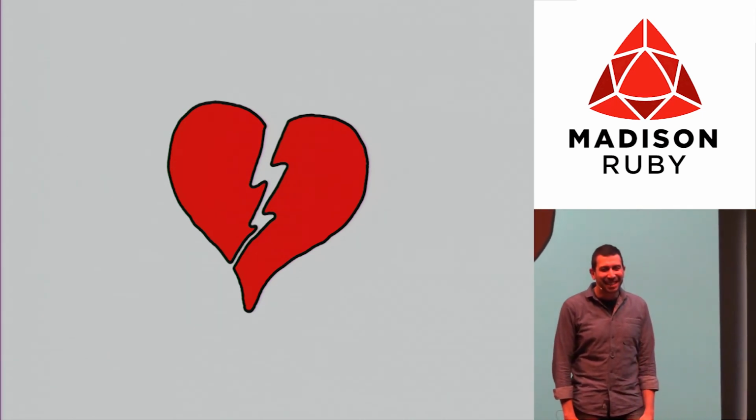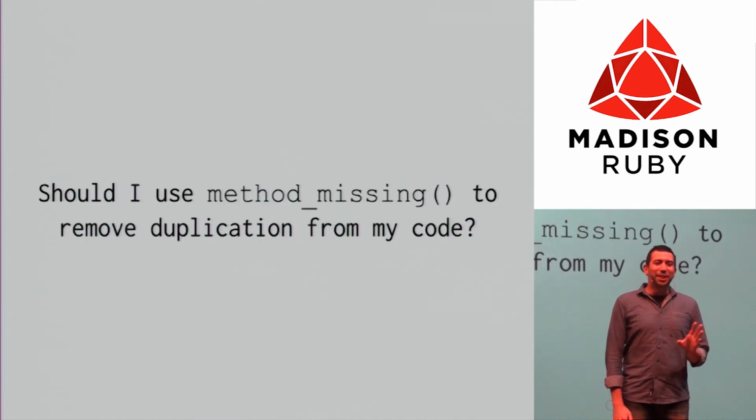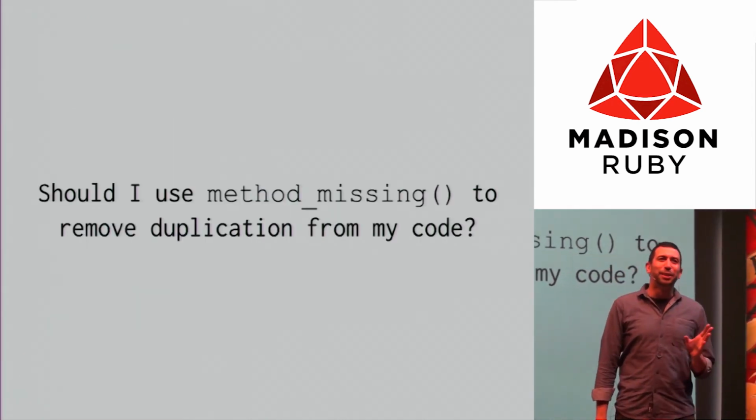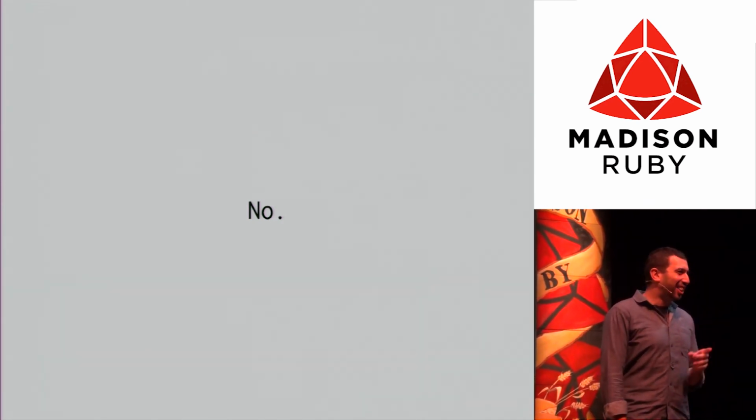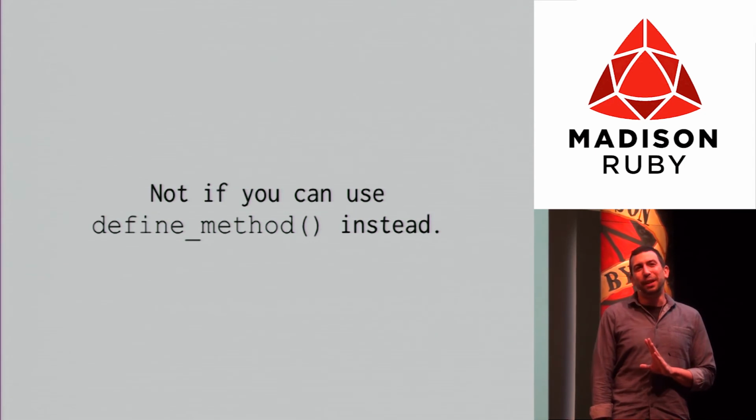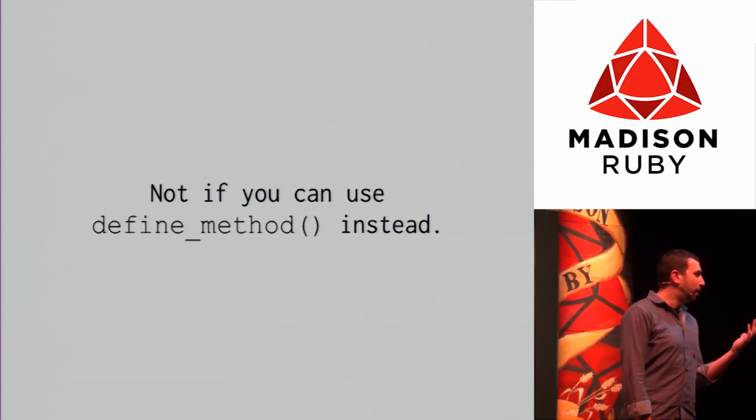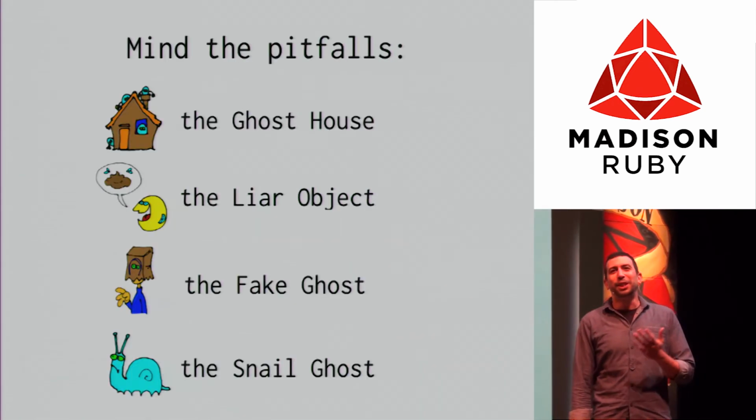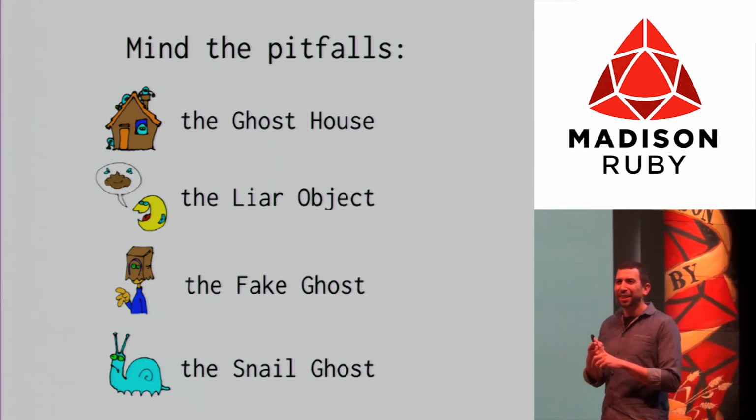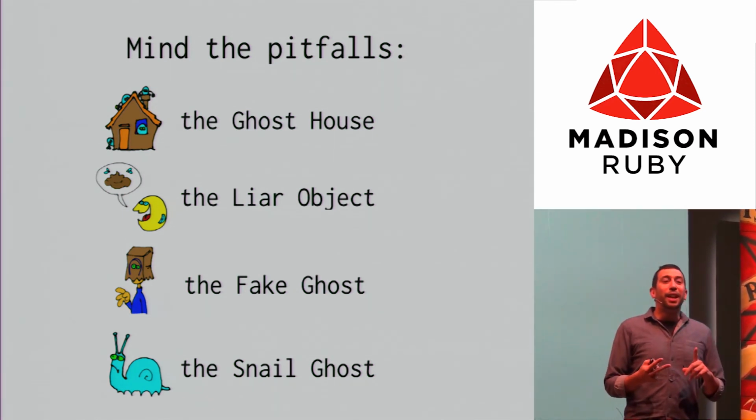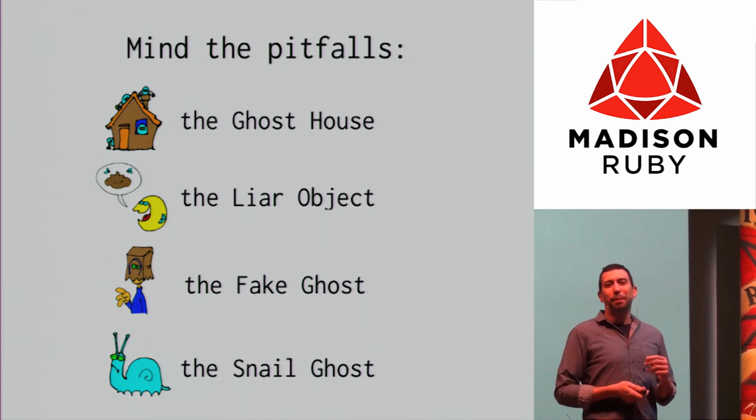So the answer to the original question, should I use method missing to remove duplication from my code? No. At least not if you can use define method instead. Okay? And because I know that you will use it anyway, when you do, just remember the pitfalls. You can create too many ghosts, call super. You can have your object lie to you about the methods it supports, implement or respond to.